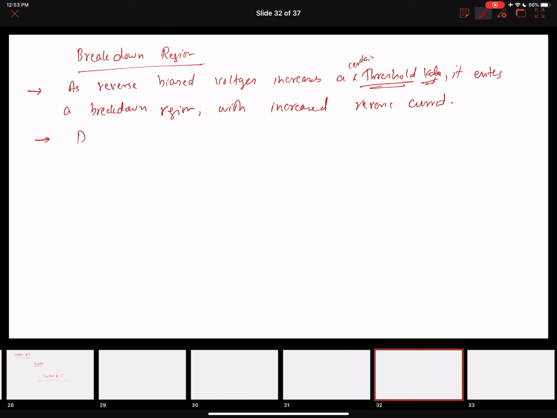Importantly, the diode will still remain operational, provided the current can be controlled by an external circuit.